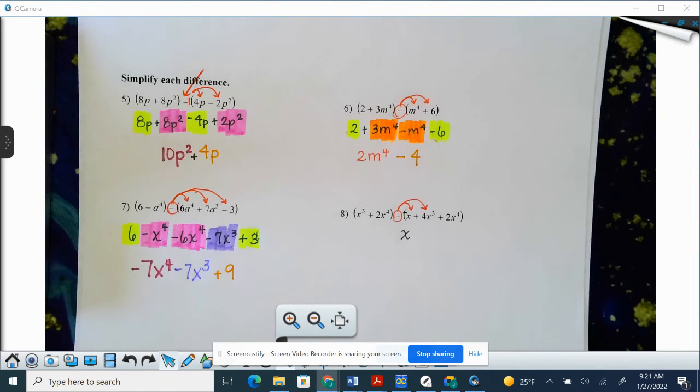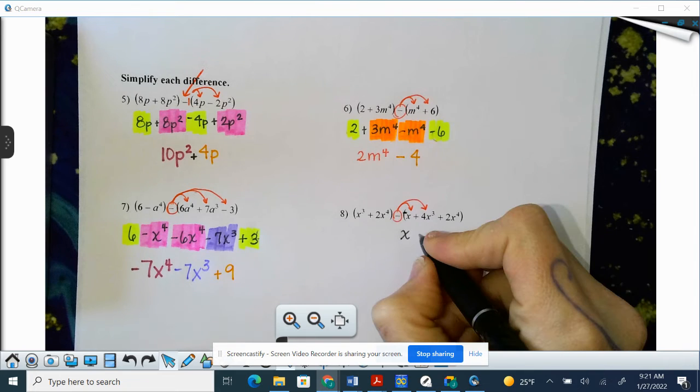Negative times 4x to the x cubed. It's going to be negative 4x cubed.